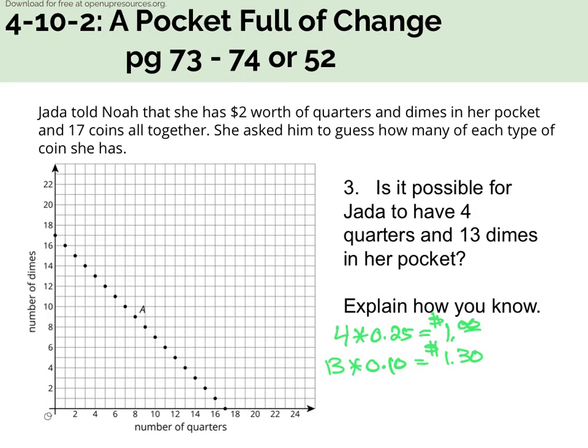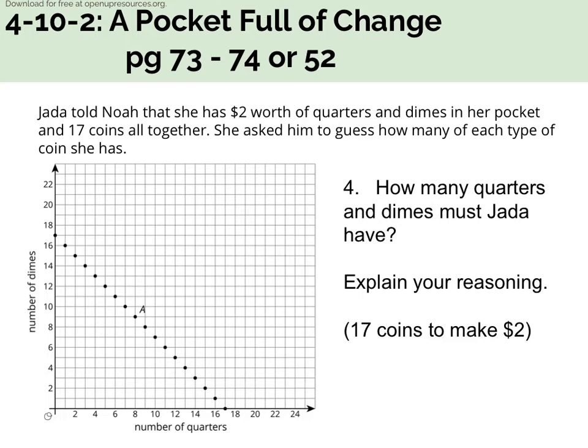So what do we have total? If we add that together, we have $2.30 total for the amount of money. So can Jada have 4 quarters and 13 dimes? The answer is no. Guys, it makes $2.30.